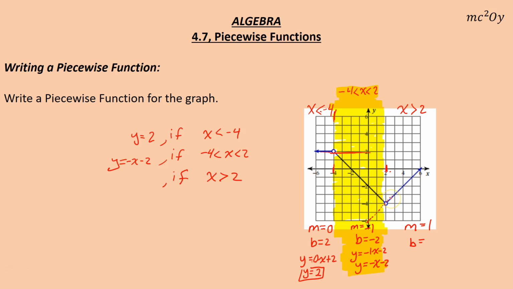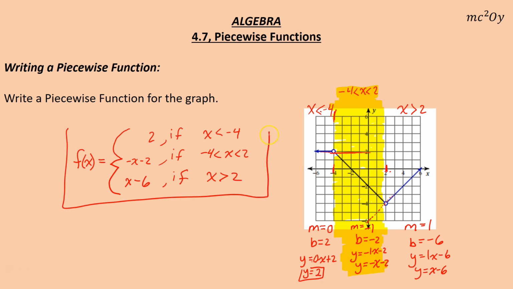Now, once again, if you have a ruler, it's nice. We can see that it crosses at negative 6, so we have y equals 1x minus 6, or y equals x minus 6. There's our rule. The last thing you really need to do is bracket this and get rid of these y equals, because we usually don't put the y equals here. Remember, we put a big old bracket to hold it together, and we say f of x equals that. There is our piecewise function.